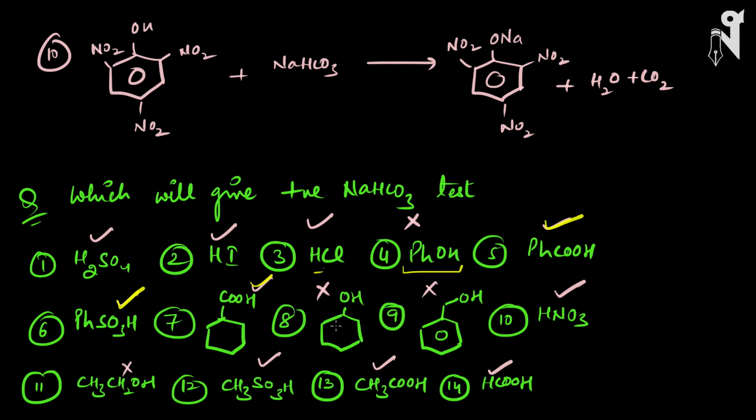But when it comes to alcohols, as I mentioned, alcohols are weaker acids and will not give the test. So even this 8th one will not give the test. Look at this, it looks like it is phenol, but it is not. Your OH is attached to the normal carbon chain over here. This is aliphatic alcohol. This will not give the test. HNO3 is a mineral acid. It will give the test. This is a normal aliphatic alcohol, will not give the test. This is sulfonic acid, very strong acid, will give the test. Carboxylic acid will give the test. Formic acid will give the test.